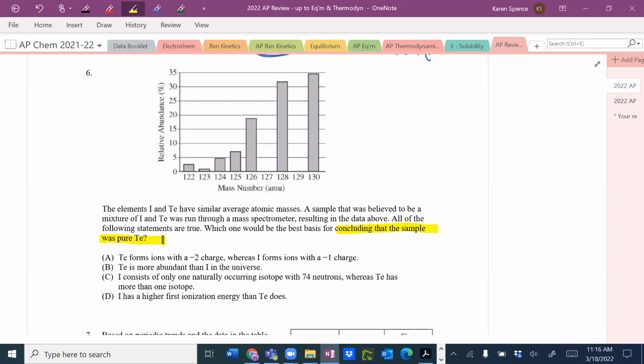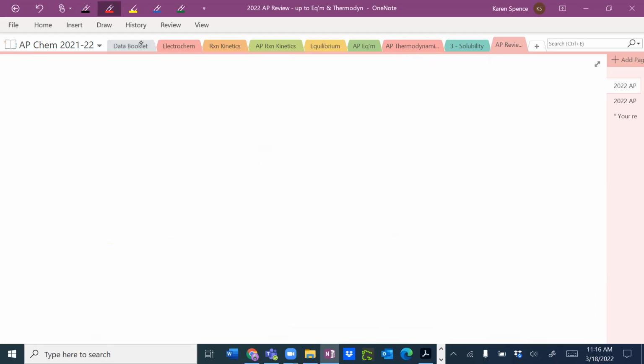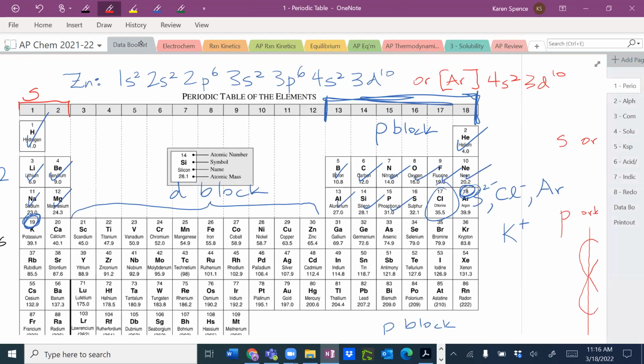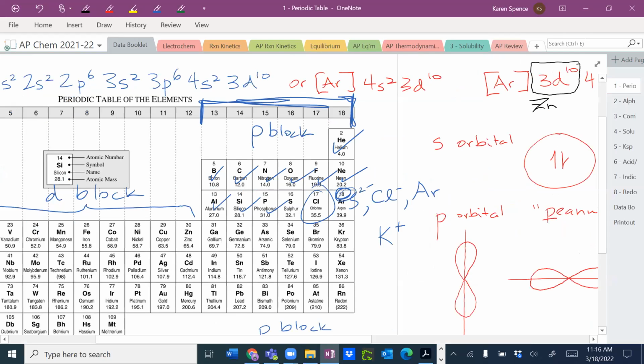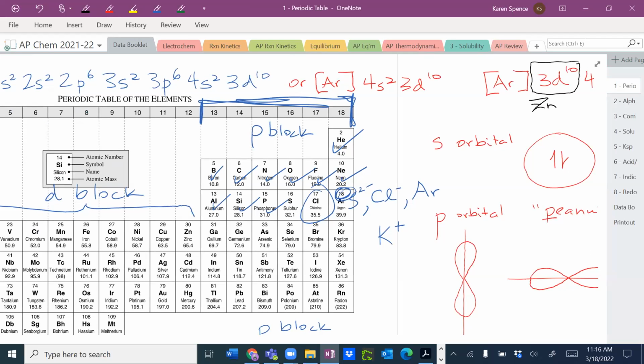Okay, so this has nothing to do with ionization energy, so we can get rid of that one immediately. Te forms ions with a 2- charge. No. No. We'll look at iodine. This one's confusing for me, I gotta say. Iodine, where are you? Okay, 126.9.